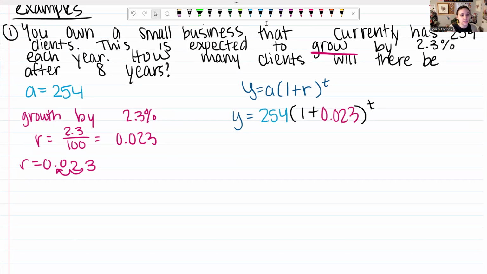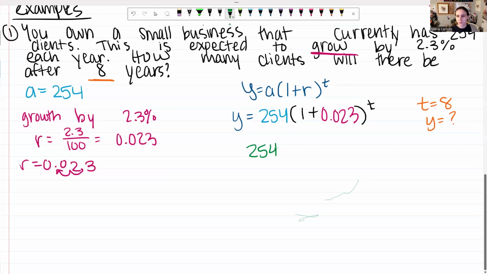I am interested in specifically how many people we will have as clients after 8 years. So when t is 8, what is y? So please take the original equation that we have written here, 254 times 1 plus 0.023. If I actually add inside the parentheses there, 1 plus 0.023 is literally just 1.023 raised to the t power.